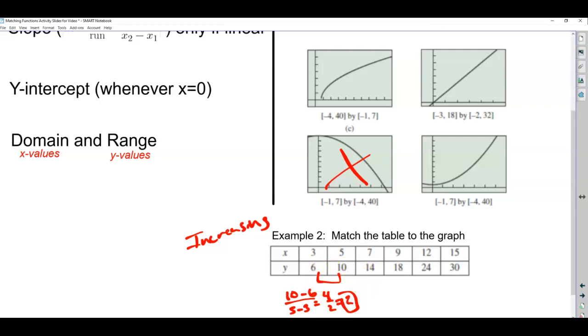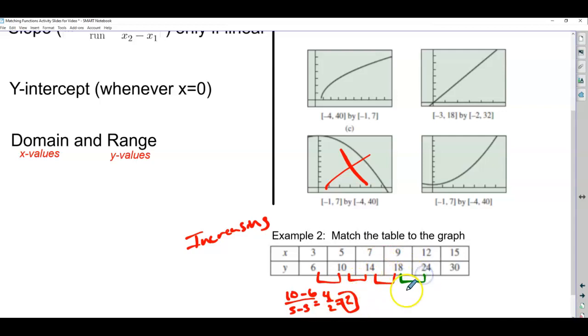Well, notice, if I check the next 2 points, that 14 minus 10 is 4. 7 minus 5 is 2. I'm going to have the same slope here, and things are looking pretty good. And then I go 18 minus 14 is 4. 9 minus 7 is 2. So pretty consistent, but we've got to be careful.